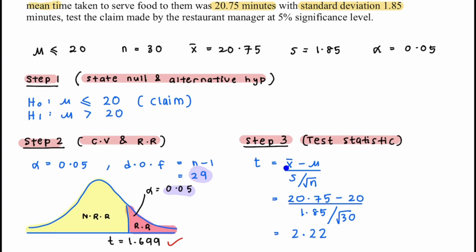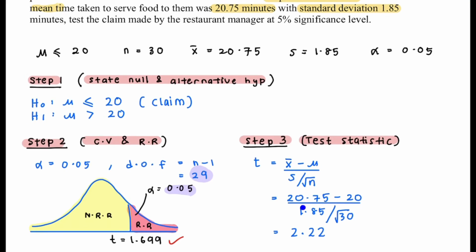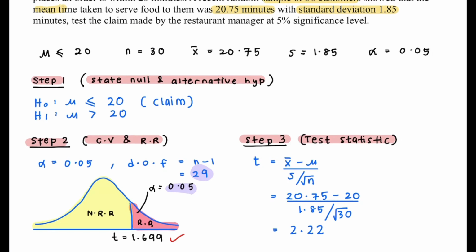Then move to the third step, calculating the test statistic value. The formula is x bar minus mu over the standard error, which for sigma unknown is s over square root of n. So the average from the sample is 20.75. The population mean is 20. s is 1.85 divided by square root of n, where n is 30. So your t value is 2.22.